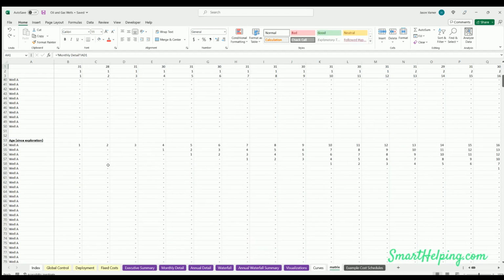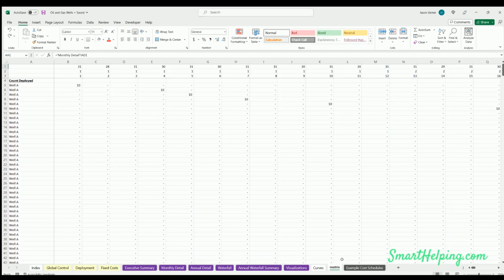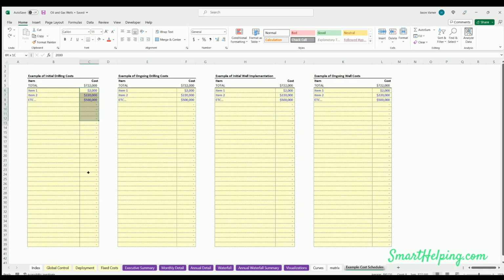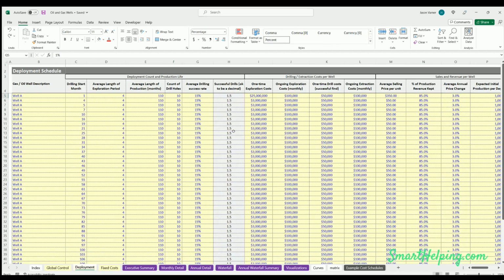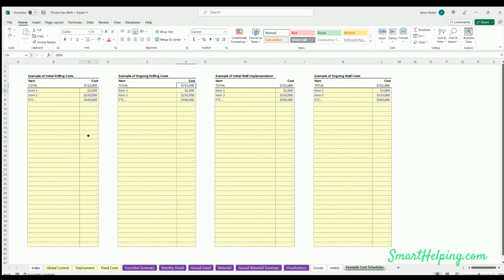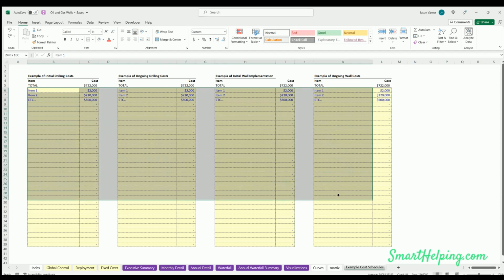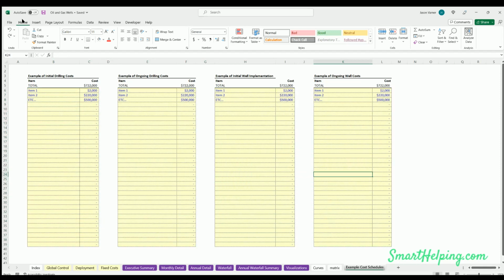Matrix tab, this is where all the magic happens. There's lots of logic happening here. An example cost, this is where you can put in the initial drilling costs, ongoing costs. These are not detailed out, and the model is just one total for each item that you input on the deployment schedule in this section. But if you want to see for yourself what each cost is made of, you can put that data here just so you have it and can reference it. But I didn't want to put this many schedules 47 times. It'd be too cumbersome for the model and the purpose of it. So I just put in an example. These numbers don't flow anywhere.